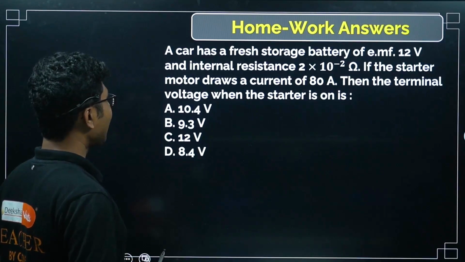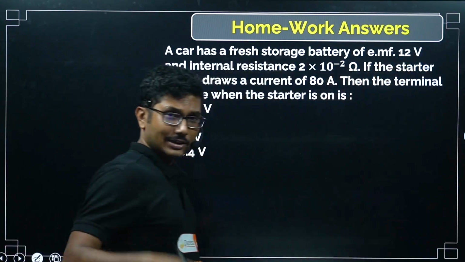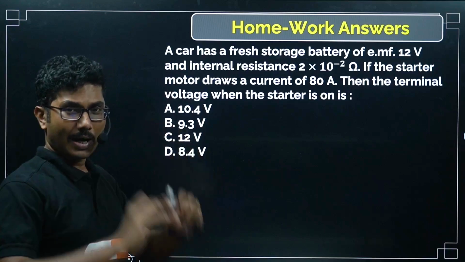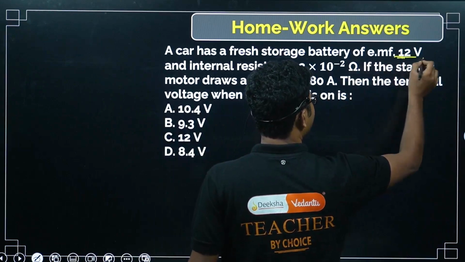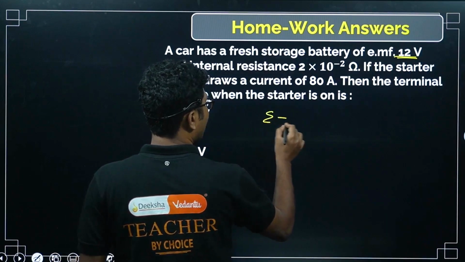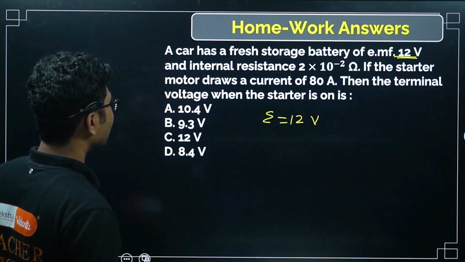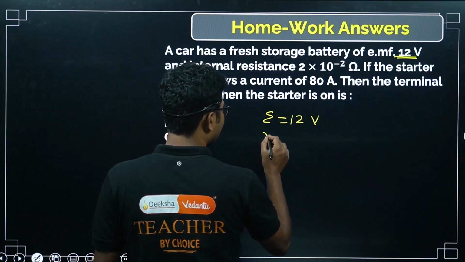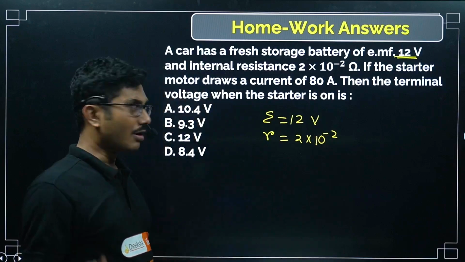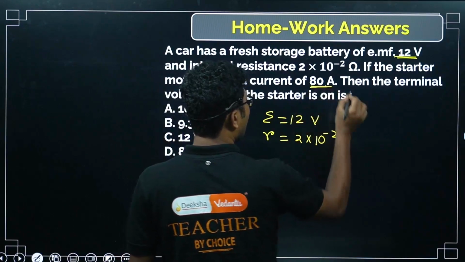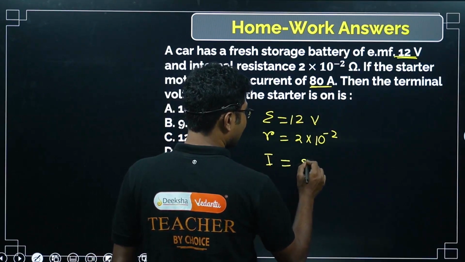So what is the meaning of that? You have a battery, and cell and battery are synonymous. When they say battery, that means they have combined everything and are giving you the final value. So EMF is given, that is epsilon is 12 volts, and the internal resistance is given as 2 times 10 to the power of minus 2. Now when the motor is on, it is drawing a current of 80 amps. So when the motor is on, I is given as 80 amps.